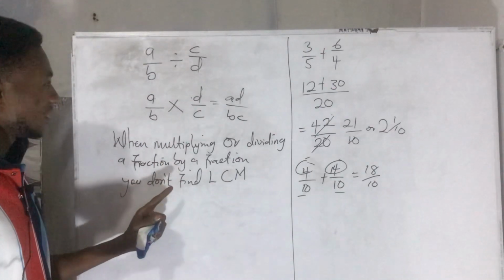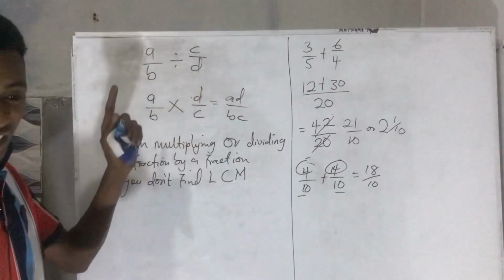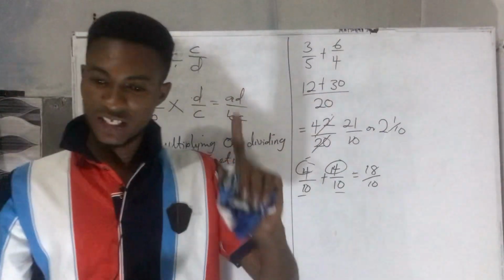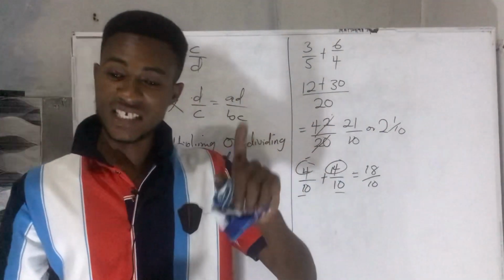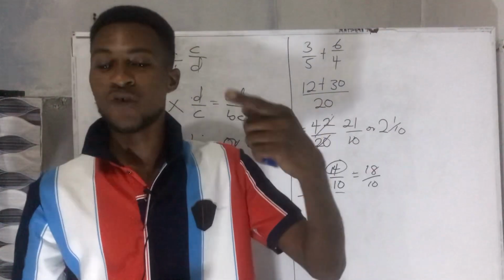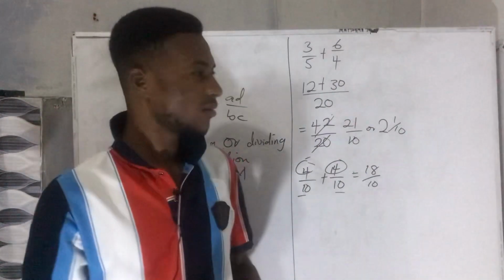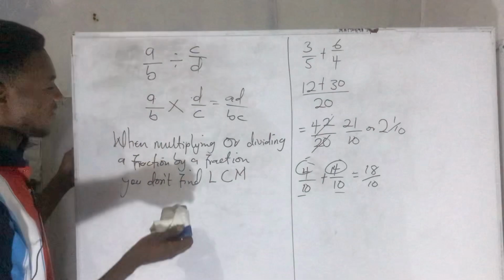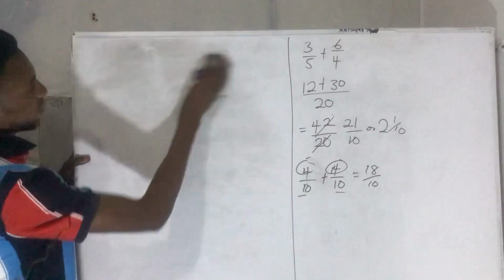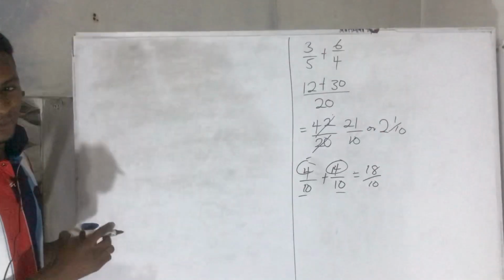Never do that. Just multiply numerator by numerator, denominator by denominator. If it is a division, repeat the first fraction, change the division sign to a multiplication sign, then you reciprocate the second term. Do you understand? Good. So that is also about the division of fractions.